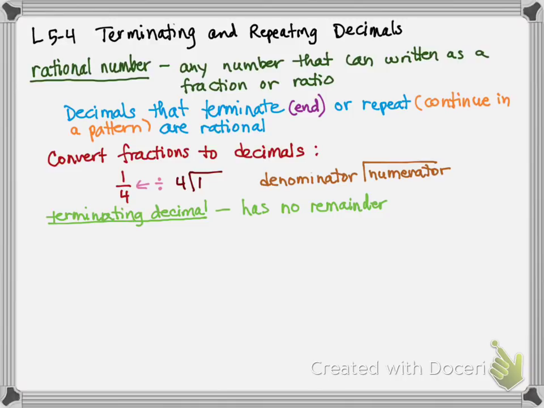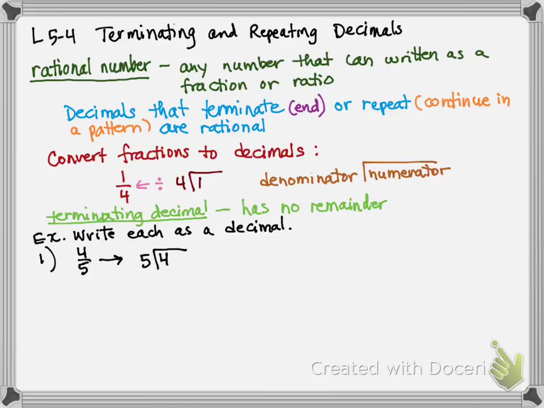All right, we're going to do a couple of examples. The directions say, write each as a decimal. We're going to do a simple one, and then a little bit more complicated. So we have 4/5, and we're going to rewrite it as a division problem. We take 4 and divide it by 5.